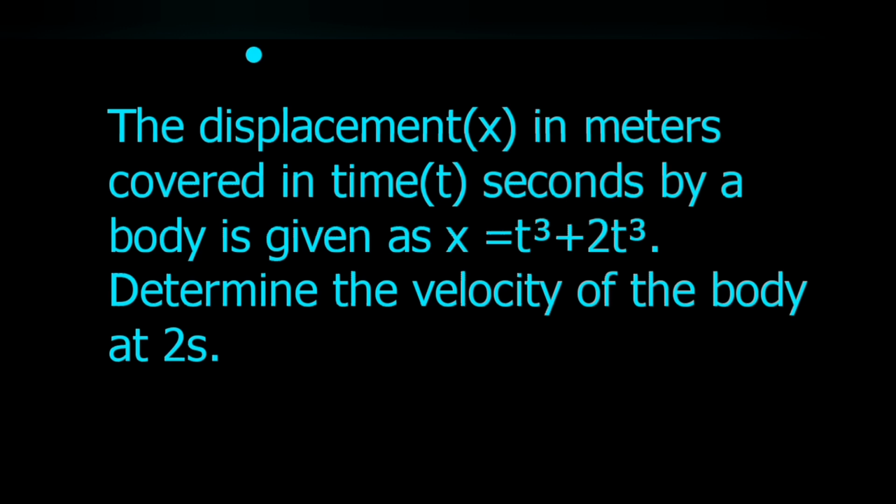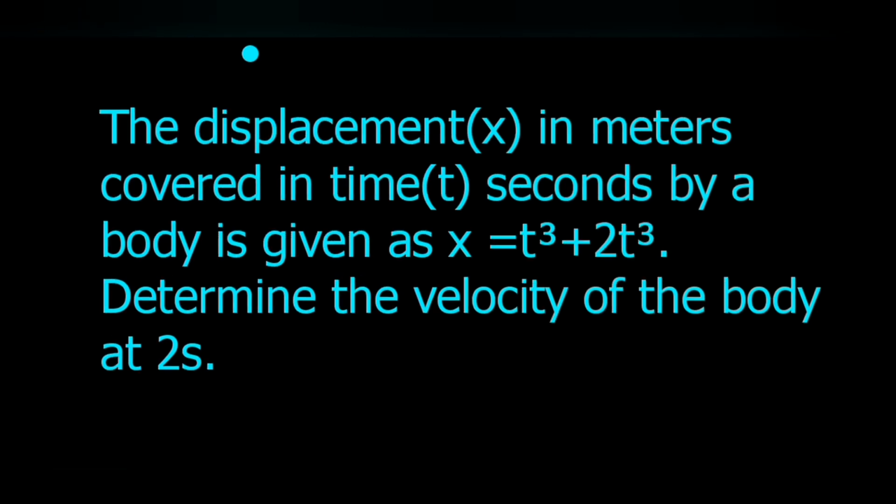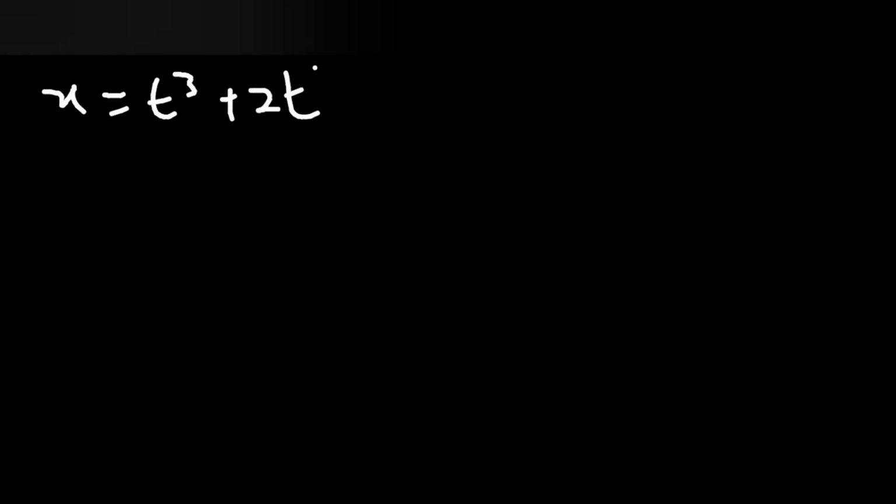Additionally, let's consider this question. The displacement x in meters covered in time t seconds by a body is given as x equals t raised to the power 3 plus 2t raised to the power 3. Determine the velocity of the body at 2 seconds. To solve this particular question, we shall also apply differential calculus. We were given from the question that the displacement of the body x is given as t raised to the power 3 plus 2t raised to the power 3.